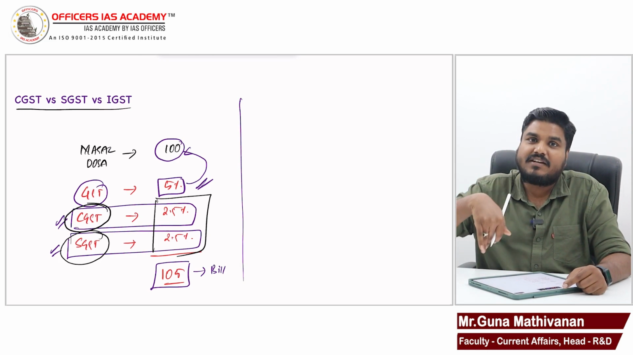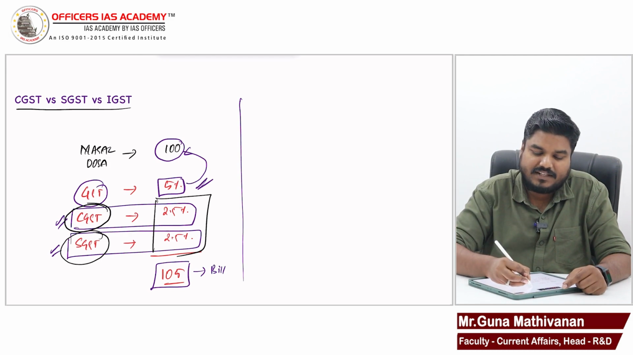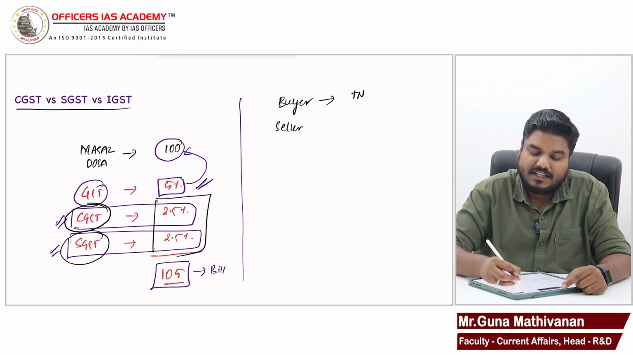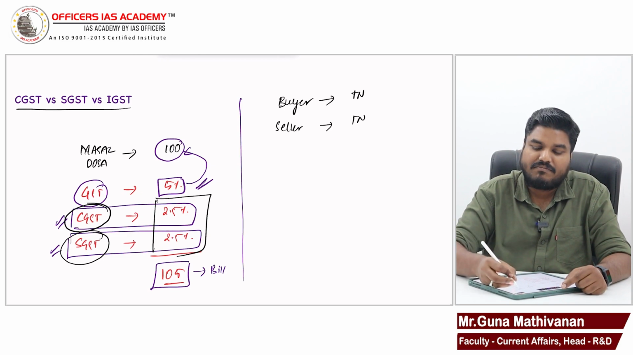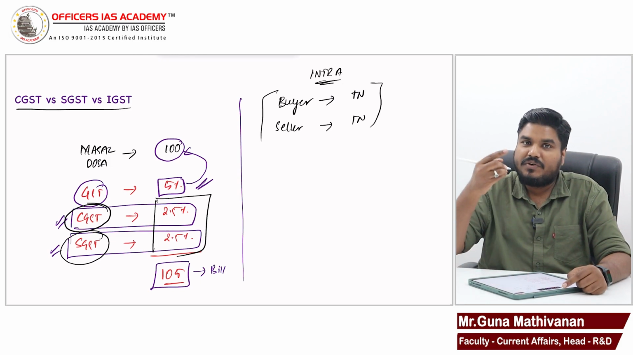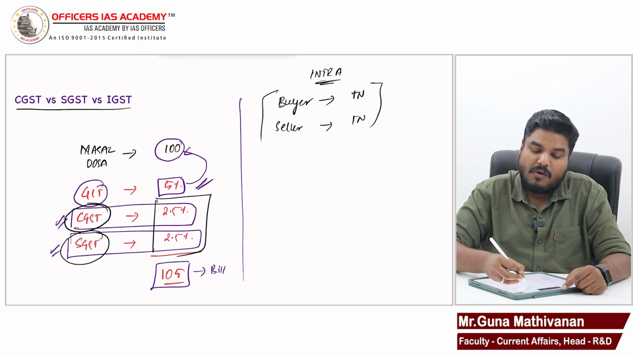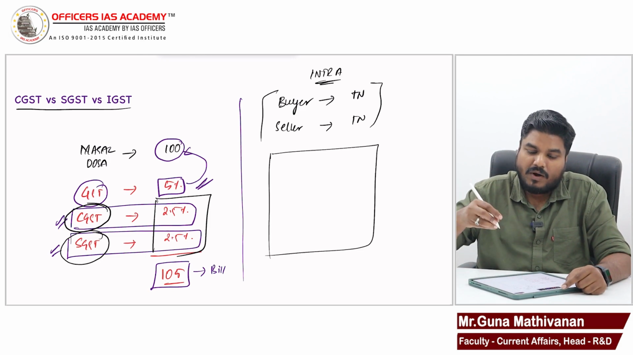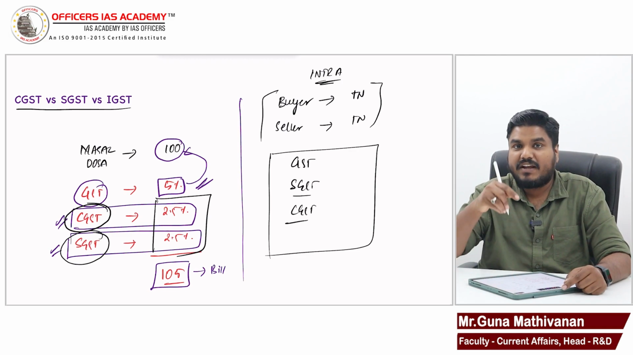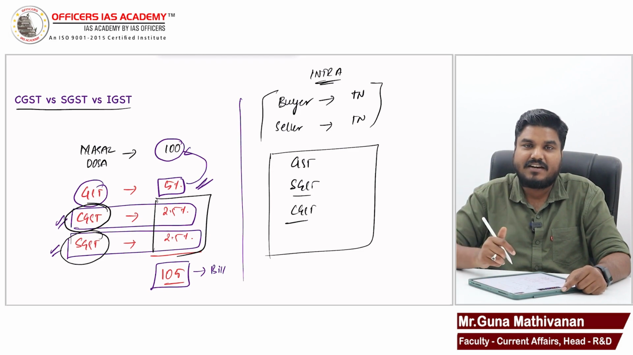Intra-state trade means trade within a state. For example, if the buyer is from Tamil Nadu and the seller is from Tamil Nadu, this is an example of intra-state. So when you have intra-state trade, only in that bill you will find the GST, SGST and CGST information. You will find this information only in intra-state trade.